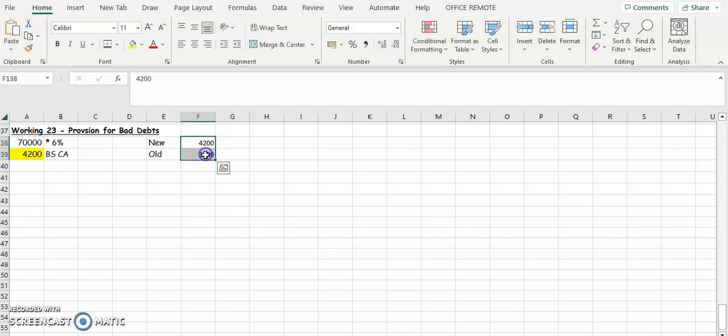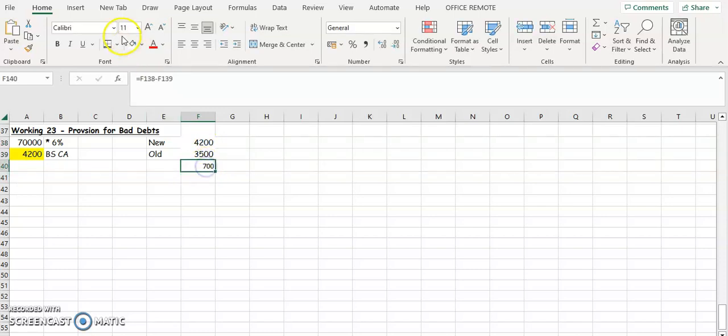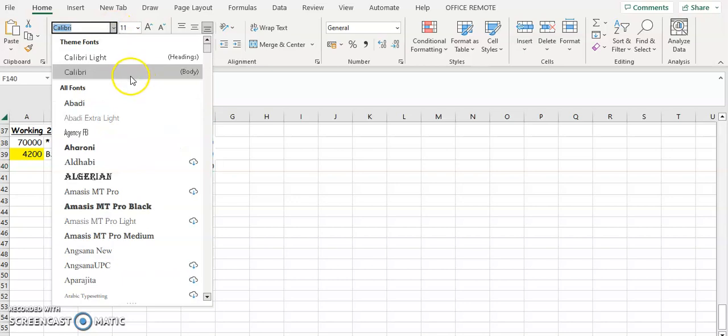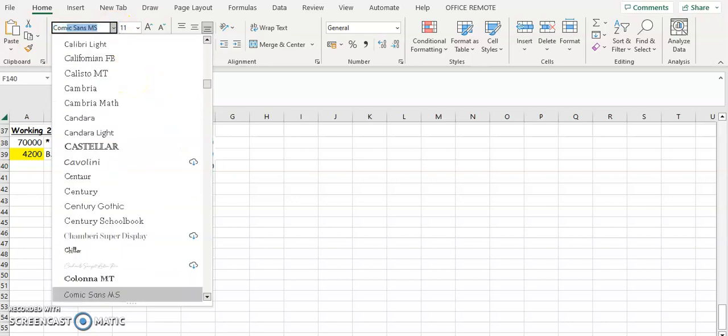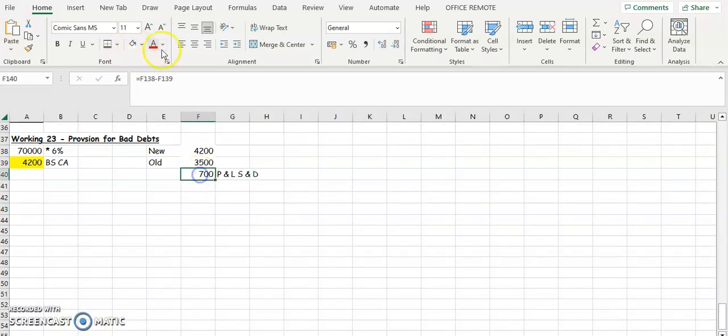So it's an increase. So it's extra money that we're not going to receive from our debtors or people who owe us money. So it's an increase of 700. So that 700 then is going to go into your profit and loss, and it's going to go into as part of your selling and distributions. So that's your provision for bad debt adjustment.